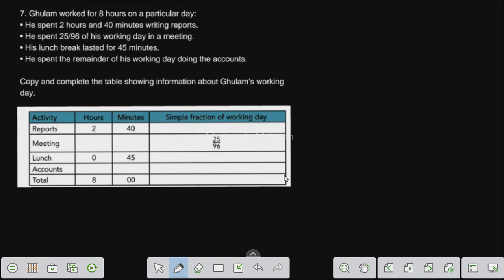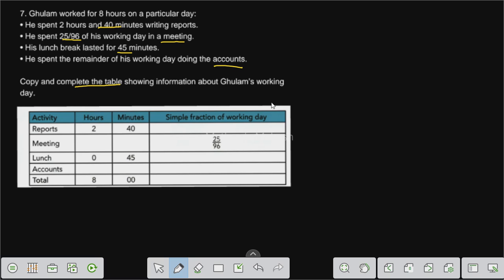Moving to the next one, 7th question. Ghulam worked for 8 hours on a particular day. He spent 2 hours and 40 minutes writing reports. 25 by 96 of his working day in a meeting. Lunch break lasted for 45 minutes, and he spent the remainder of his working day doing the accounts. So we have to complete the table.